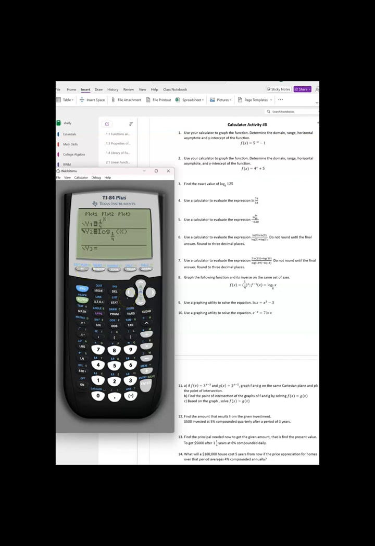Let's try a different one. Let's try that one. No, it's just not showing up. Okay, well, it graphs. I wish I could draw on my calculator, but I can't.